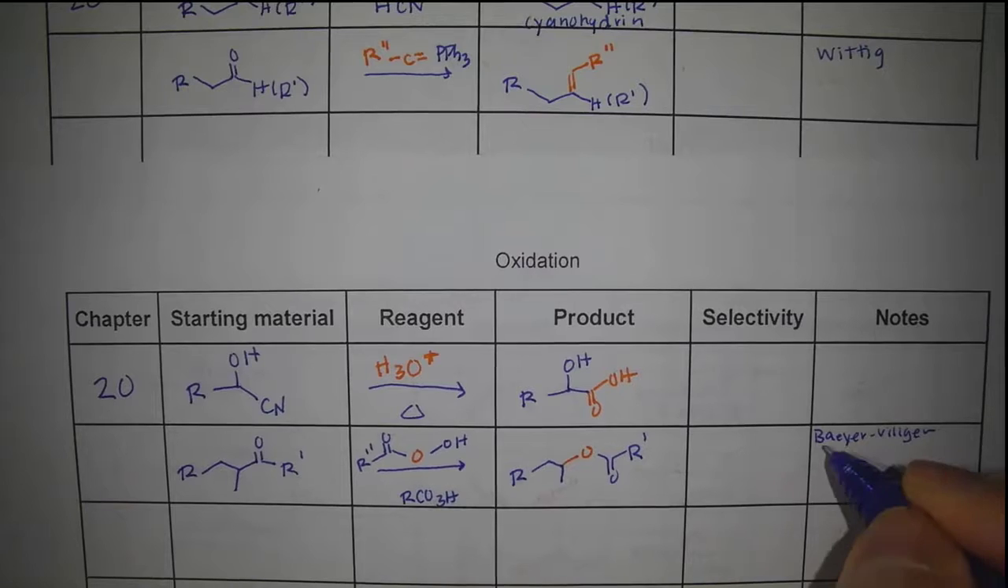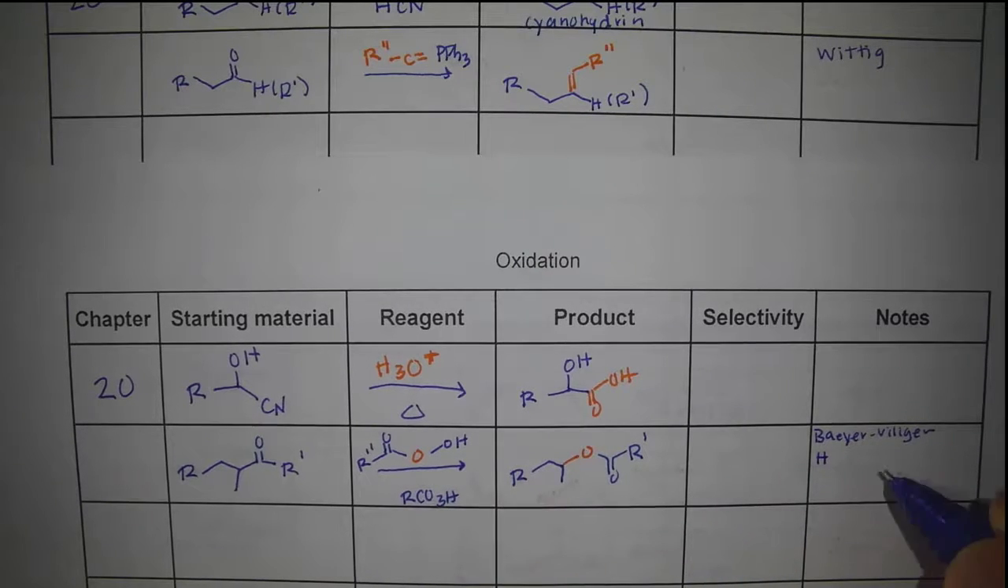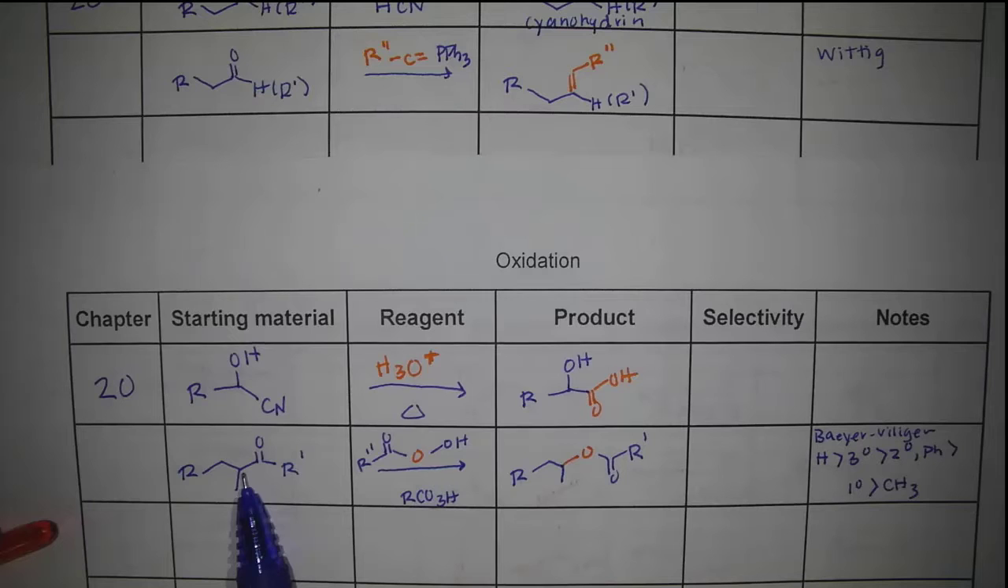And the order in which things shift is, if there's an H, that will shift first, followed by a tertiary position. Secondary is tied with phenyl. Primary, and then a CH3. So at this position right here, this is a tertiary carbon, and let's say this is a secondary one. The tertiary one is more likely to have that oxygen inserted into it, which is right here, versus the secondary. Questions there?